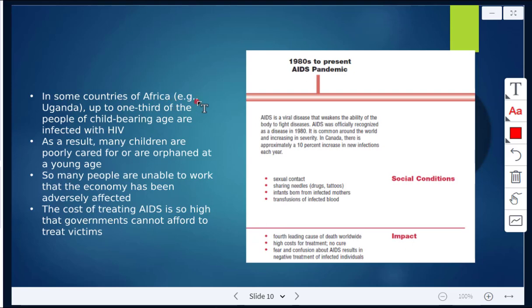Here's just some more facts. In some countries of Africa, like Uganda, up to 1/3 of the people of childbearing age are infected with HIV. And because of that, many children are poorly cared for or are orphaned at a young age. Many people aren't able to work, so the economy has been adversely affected, and the cost of treating AIDS is very high, so high that governments can't afford to treat the victims.